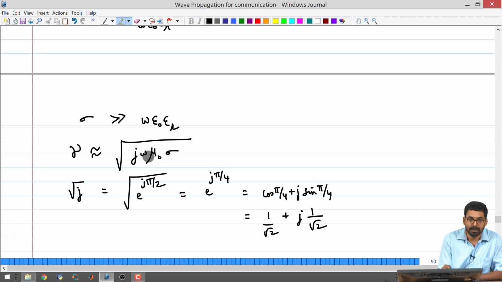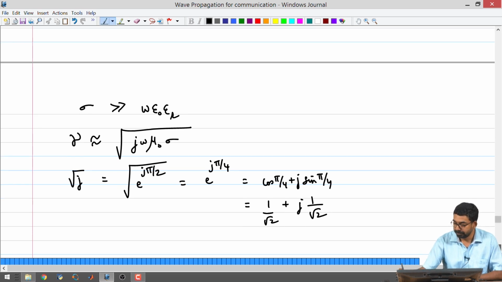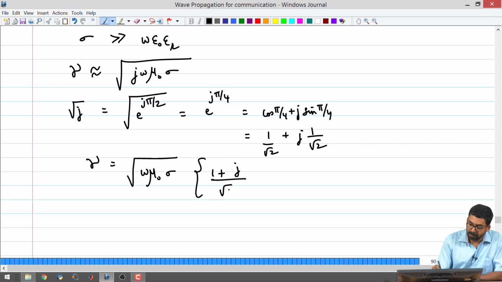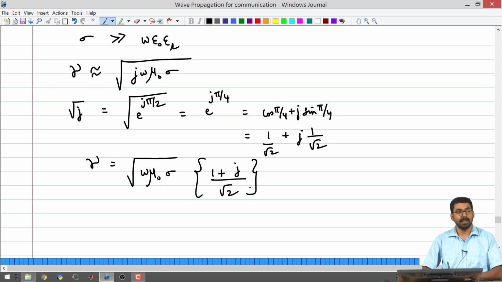mu naught is a real value, sigma is a real value. The only thing that is messing with the real and imaginary parts of this entire expression is this j within the square root. Suppose you write it down in this form, you get a clear real part and a clear imaginary part. So that becomes easy. If you remove square root of j outside, you can write this down as gamma is equal to square root of omega mu naught sigma times 1 plus j, the whole thing divided by root 2.